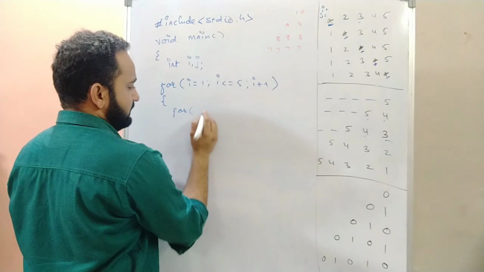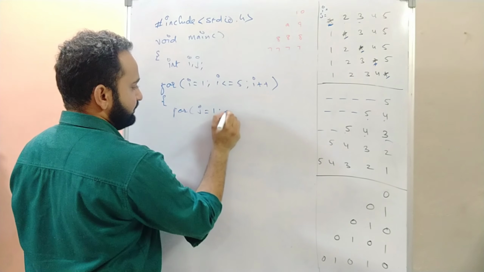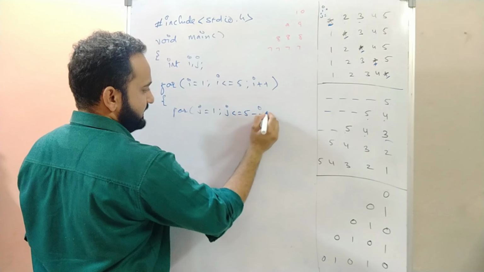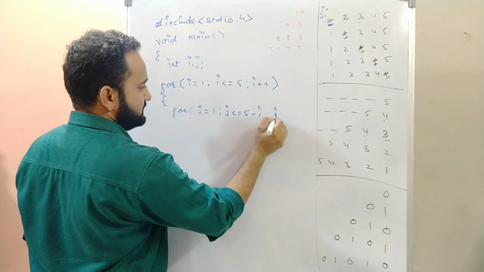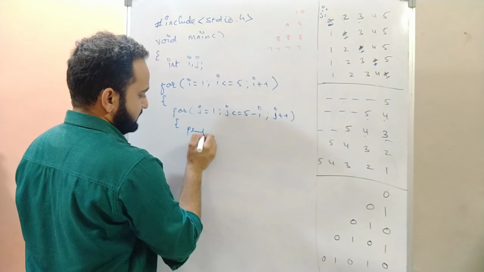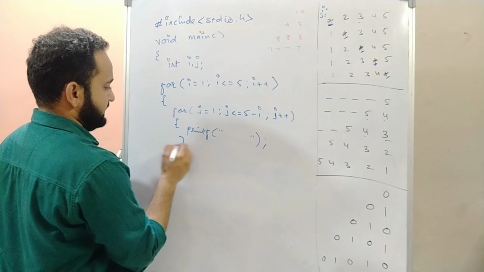First for loop, inner for loop will be for leaving spaces. It will iterate from j equals 1, while j is less than or equal to number of rows minus row number, that is 5 minus i in this case, and here it will be j plus plus. And here we need to write printf, print nothing, leave space only, right?